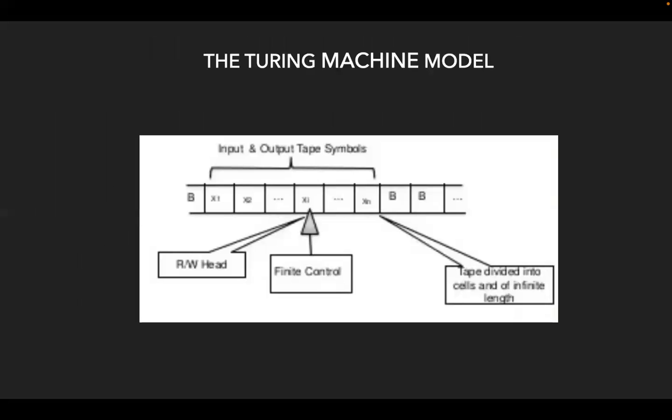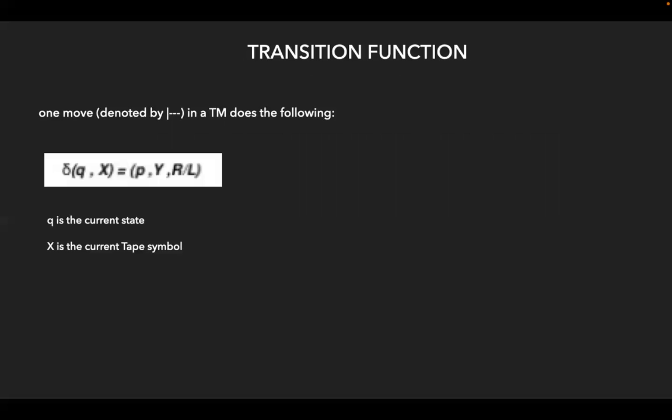Here you can see the diagram of the Turing machine model, where it contains the read head, finite control, and the tape, which is divided into cells and of infinite length. Transition function. Transition function is denoted by delta of q and x, where q is the current state and x is the current tape symbol.